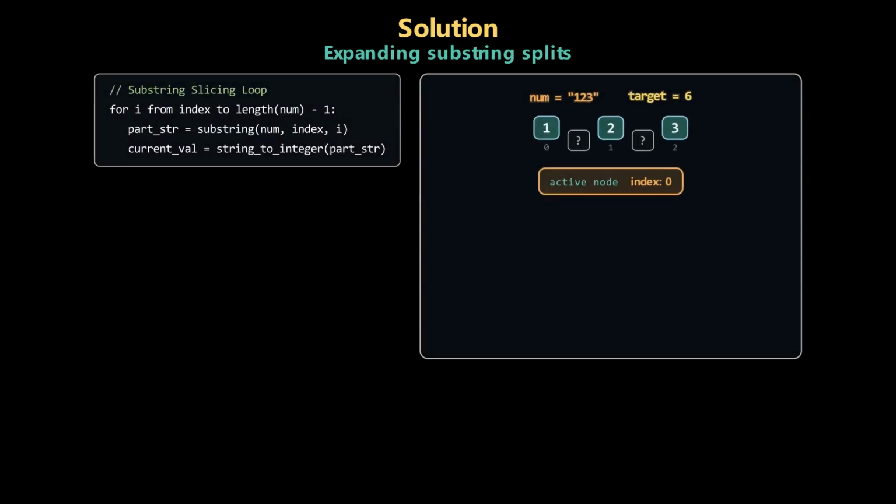To evaluate both single digits and multi-digit blocks, we fan out one branch per substring starting at the current index. As the loop steps forward, we extend the slice one character at a time and read each part_str. Each distinct slice gets its own operand value, parsed as an integer so our arithmetic stays safe from overflow.